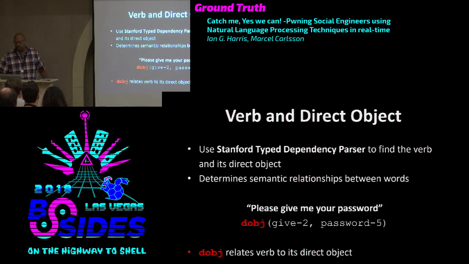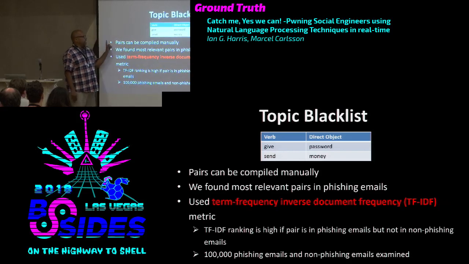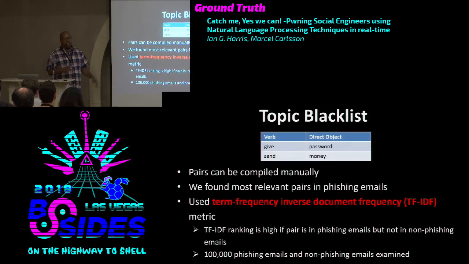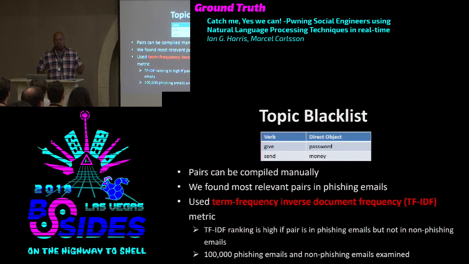And then we just look it up in the blacklist. Now, this blacklist is basically verb direct object pairs. You could compile these pairs manually. In fact, this is a good idea, and we're going to explore that next week when I get back. But what we did was we had about 187,000 phishing emails we got from various sources. We took 100,000 of these phishing emails and looked at the verb direct object pairs in there. And basically what we wanted was verb direct object pairs that occur in phishing emails and don't occur in non-phishing emails.